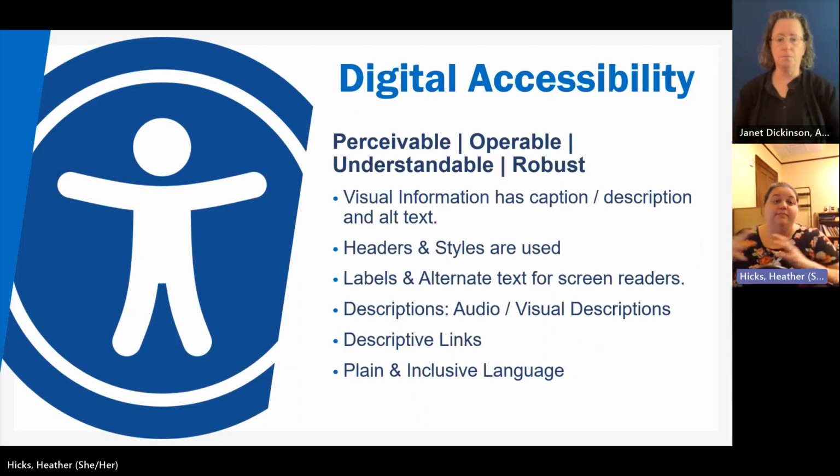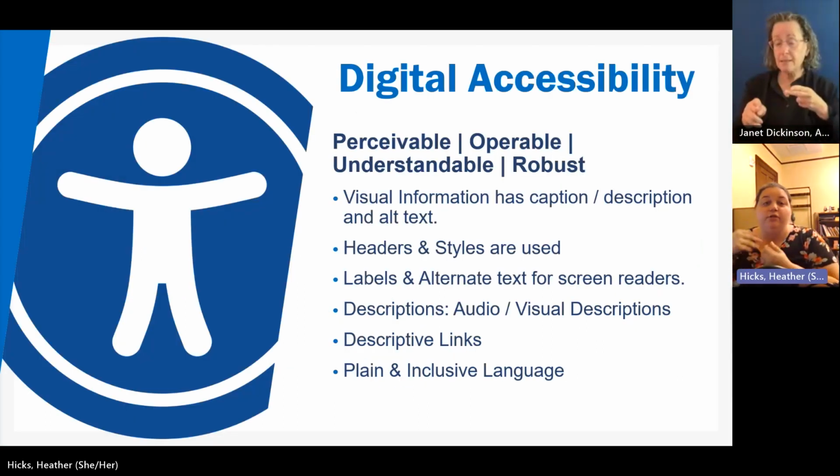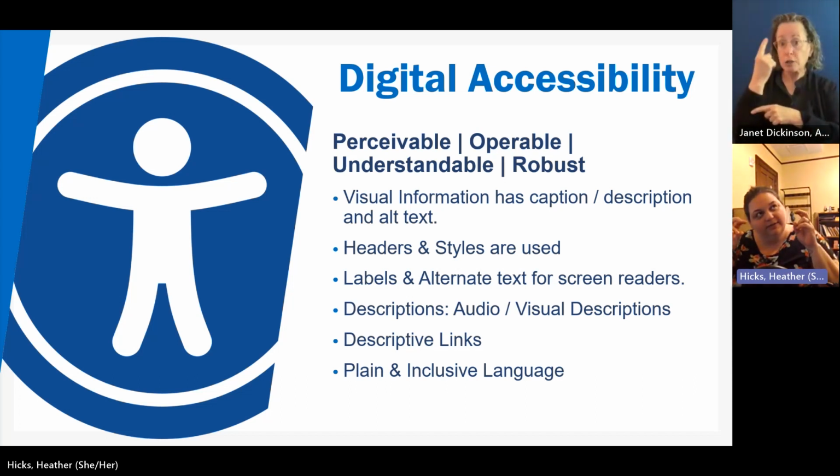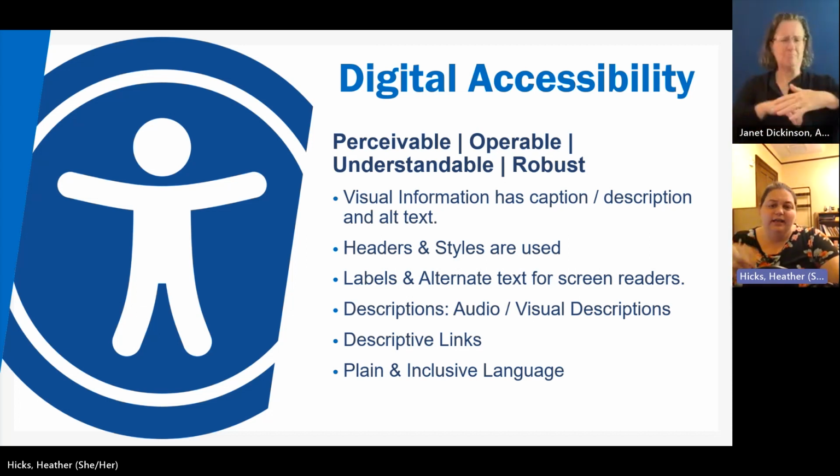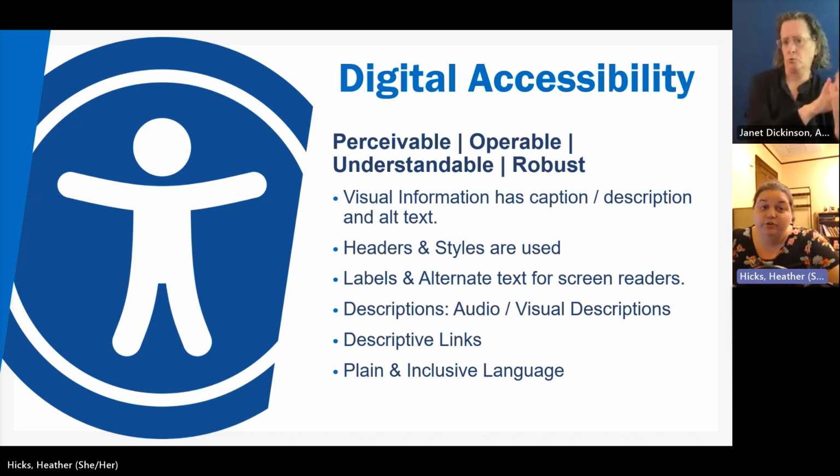Briefly about digital accessibility, mostly what you're thinking about is: is it perceivable, operable, understandable, and robust? Those are the Web Content Accessibility Guidelines. I'm quoting that. That's what they're called. Primary fundamentals. But that looks like, can someone hear it or see it or consume it in a different way depending on their abilities? So does visual information have captions or descriptions or alt text?